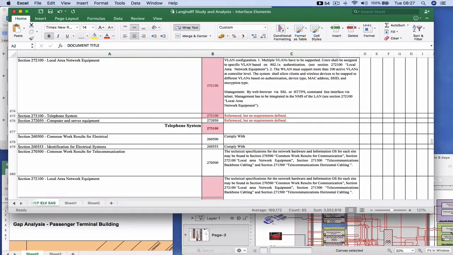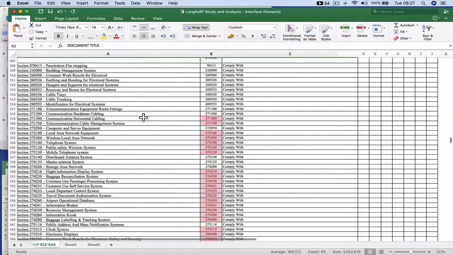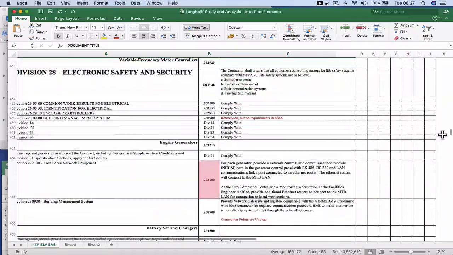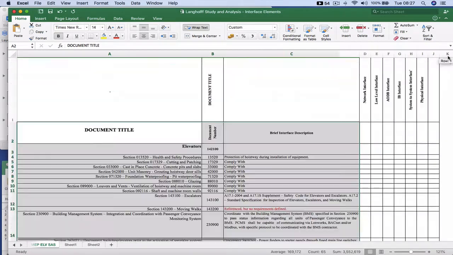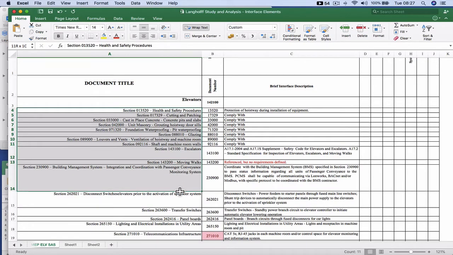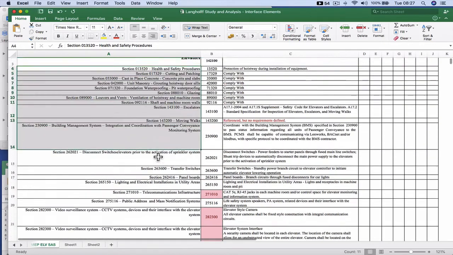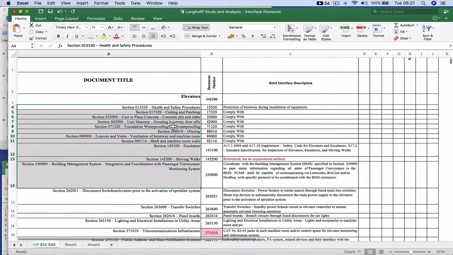So we make him big. And so what I do on this guy is go through all the specifications. And sometimes you'll find that your SAS ELV specs are associated with other systems. In this case, we have the elevator spec. And within the elevator spec, 142100, it references all of these guys, all the way down till the escalators. So in this case, we've got about 21 interfaces that have been identified.